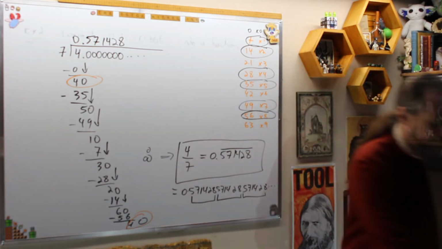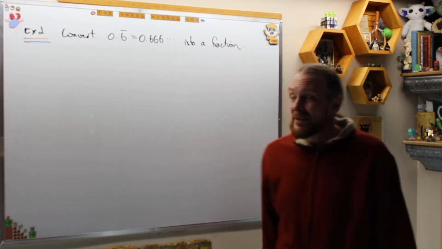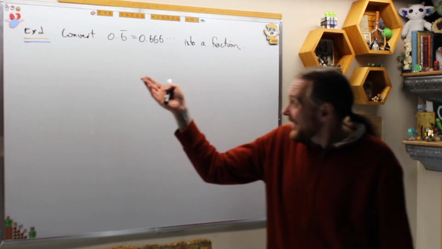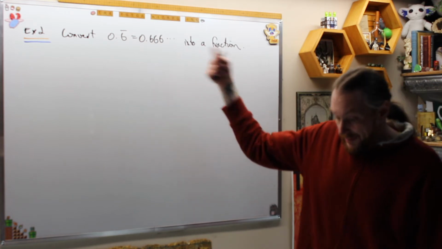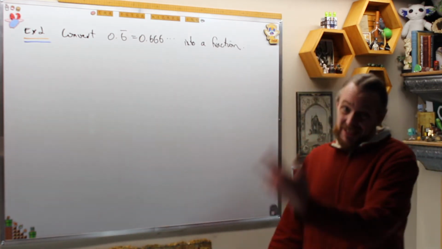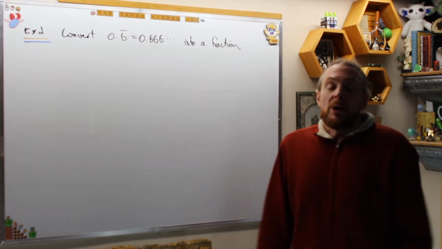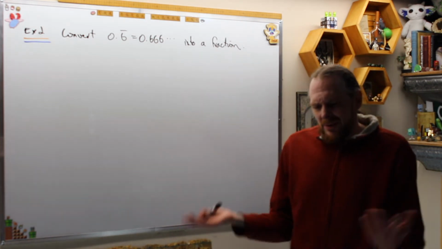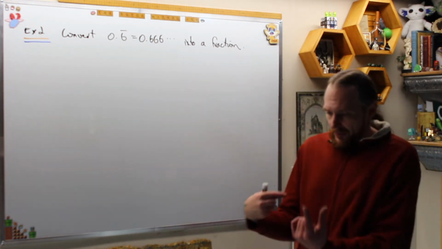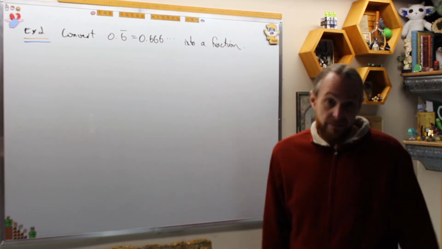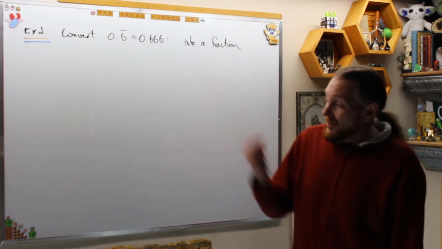Let's do that. Now what we want to do is convert 0.6 repeating, or 0.6666666, there's infinitely many 6's there. We want to convert that into a fractional form. What am I going to do? Have you seen this before? Everyone's seen the long division version, I'm hoping, but this was the new one.